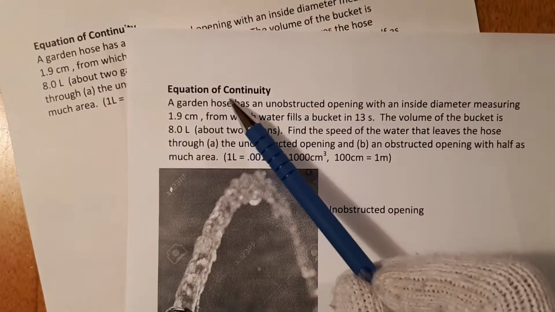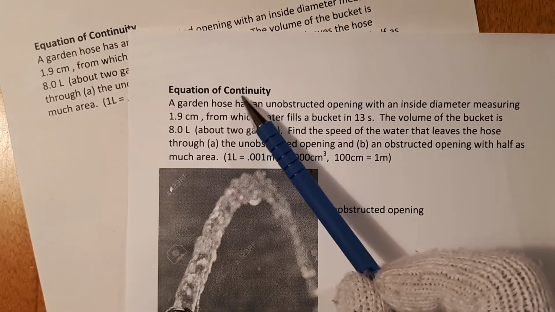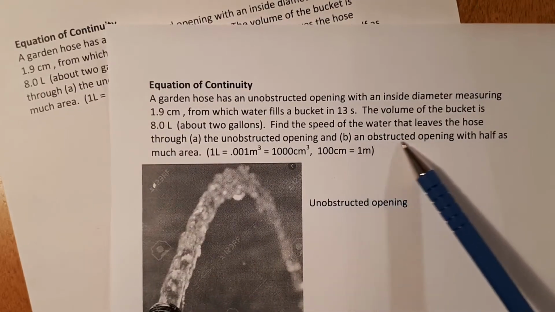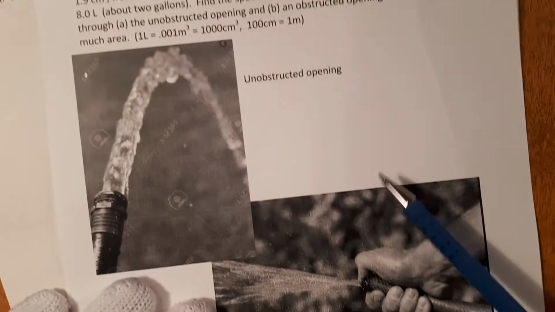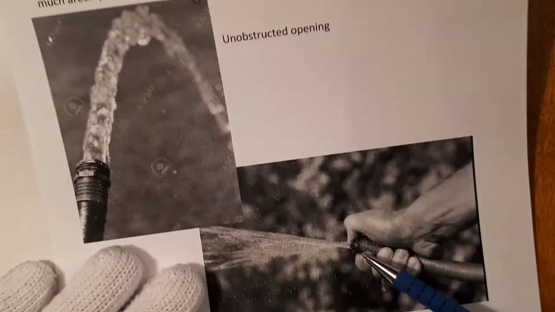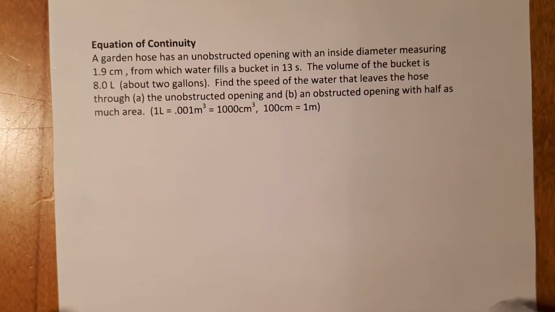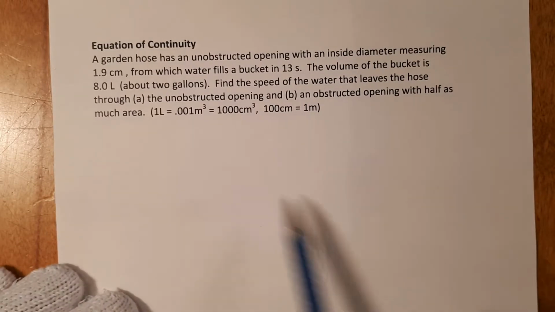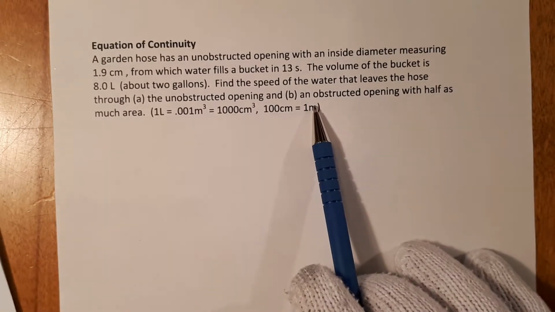And that can be seen using the equation of continuity. And that's what we're going to do here in part B. We're going to solve the velocity of the water here with an obstruction. Back to the original word problem, part B. Let's do a diagram.